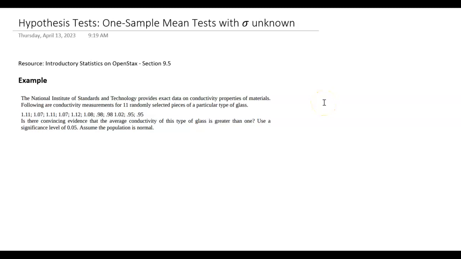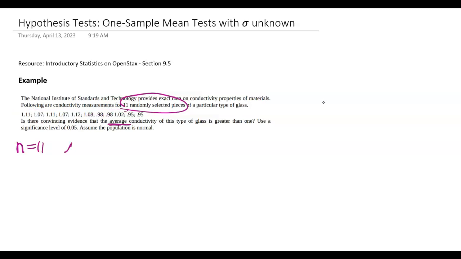So we have a new system. They want to look at conductivity properties of materials. And these are the conductivity measurements for 11 randomly selected pieces of a certain glass. So that right there tells me that my sample size is 11, and it gives us the information right here. Is there convincing evidence that the average conductivity of this type of glass is greater than 1? I'm going to erase that because we're going to have to use that here in a second.